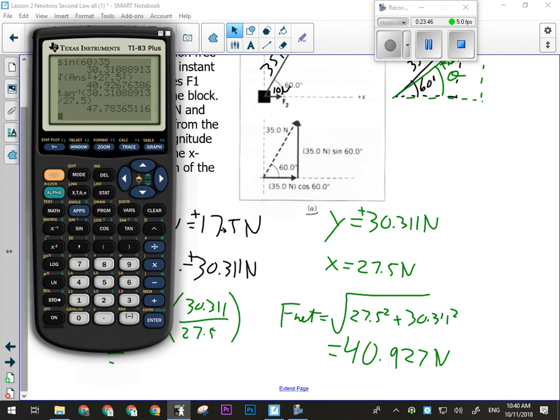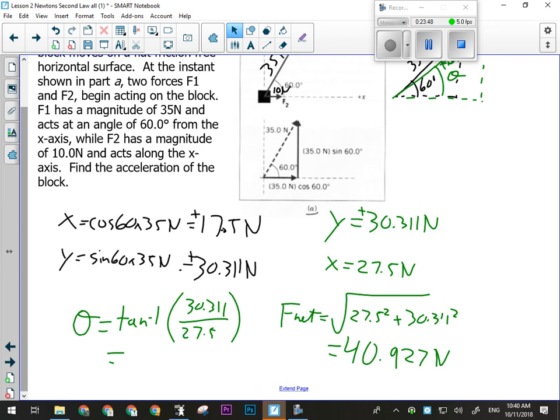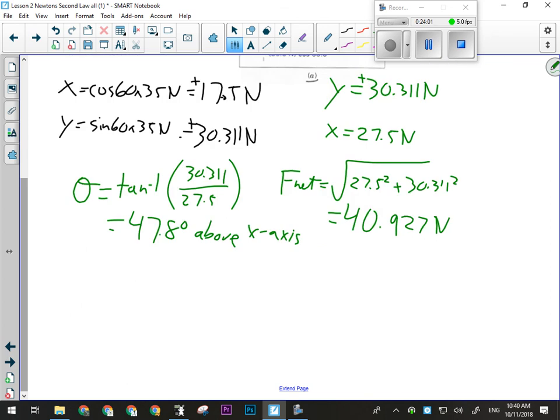Okay, so we're looking at 47.8 degrees above the x-axis, because that's all we were given in terms of reference direction. Okay, so now I've got the net force and I've got the direction of the net force. What did the question want? It wanted the acceleration. Okay, so now I've done the vector sum of all forces.